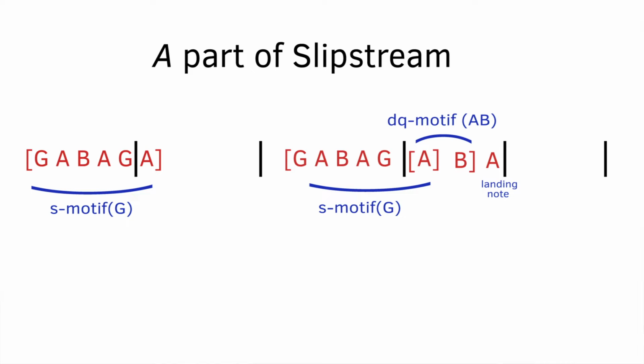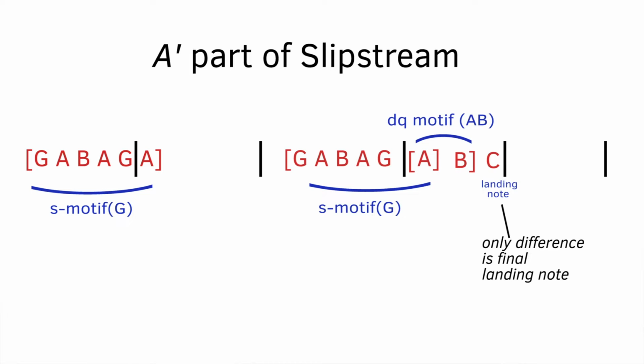Then the tune basically repeats another A part, but has a slightly different ending, so I'm calling it A prime. Here's what it sounds like. Once again, surrounding motif on a G. Surrounding motif again. Lands on the A, which leaks into a dotted quarter motif. A, B, but this time instead of landing on a G, it lands on a C.